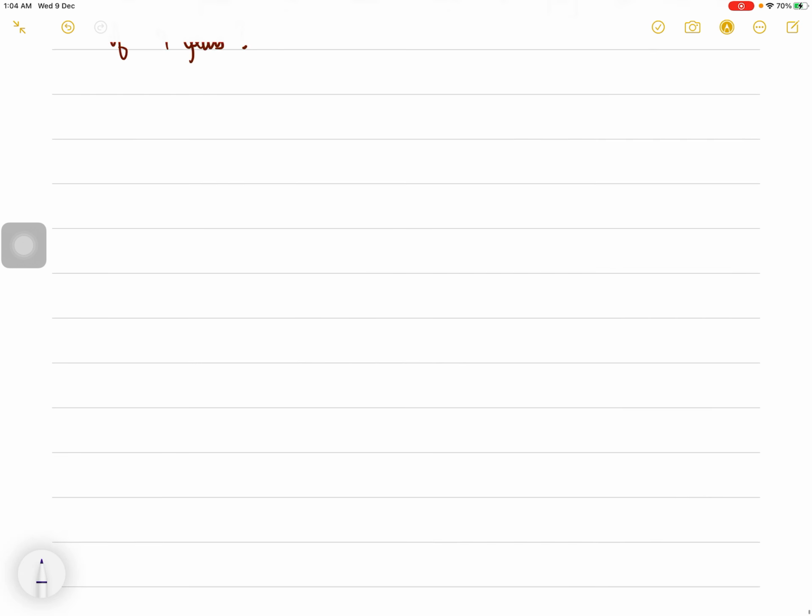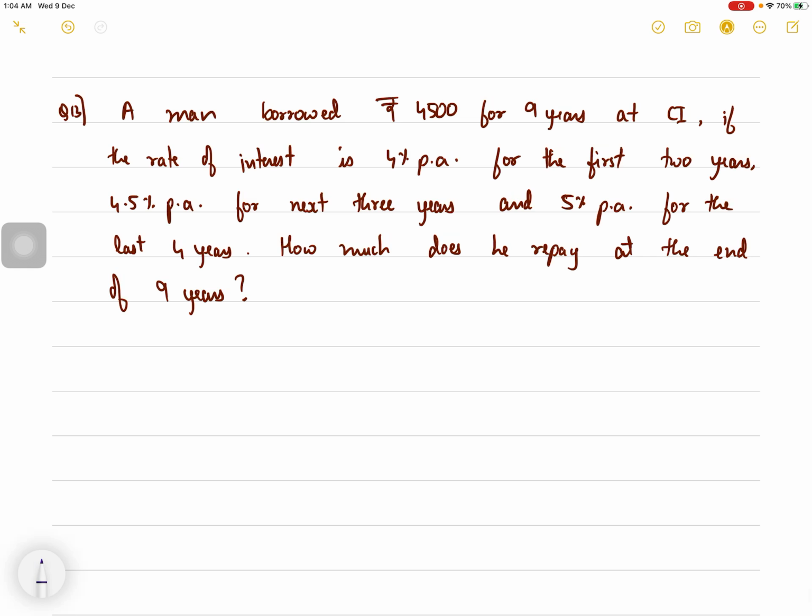Let's see the next problem. This is the last problem of this chapter. A man borrowed 4,500 for 9 years at compound interest. If the rate of interest is 4% per annum for the first 2 years, so R1 is 4% and it is for 2 years, that means N1 is 2. Then 4.5% per annum for the next 3 years.